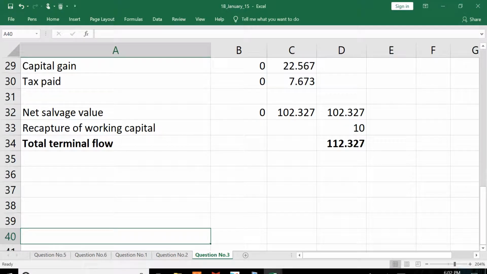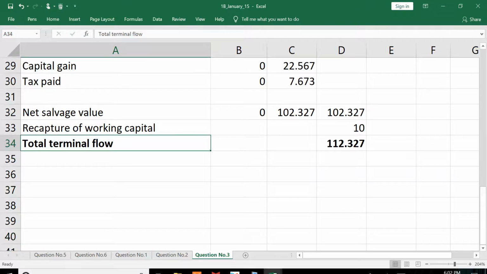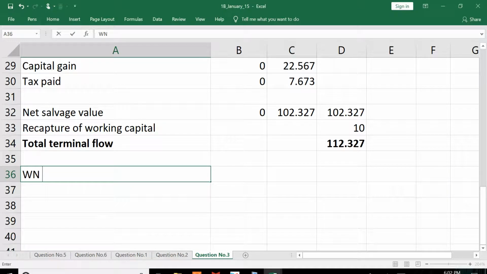Any doubts on total terminal flow? Next, working note 4, calculation of NPV. The terminal flow happens in 4 years, but this is a 5-year project because of that payable which is there.